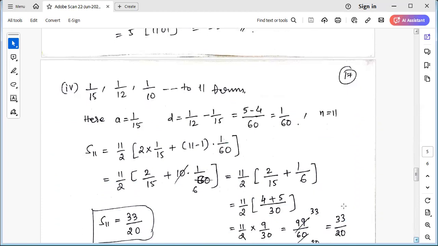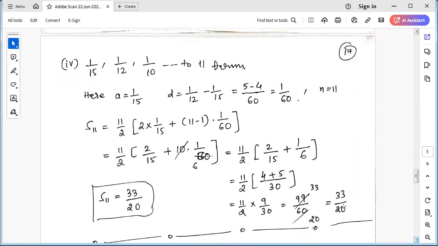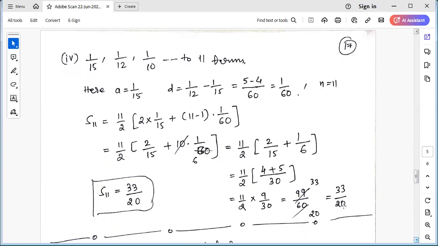So this is the last, fourth problem of the main category. The terms are like this: 1 by 15, 1 by 12, 1 by 10, and so on, 11 terms are there. Here the first term is 1 by 15, and take the common difference. It is 1 by 12 minus 1 by 15, because this is the second term and this is the first term.